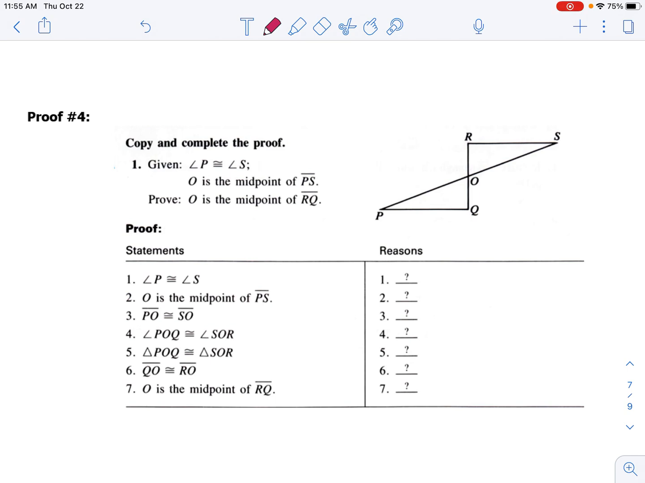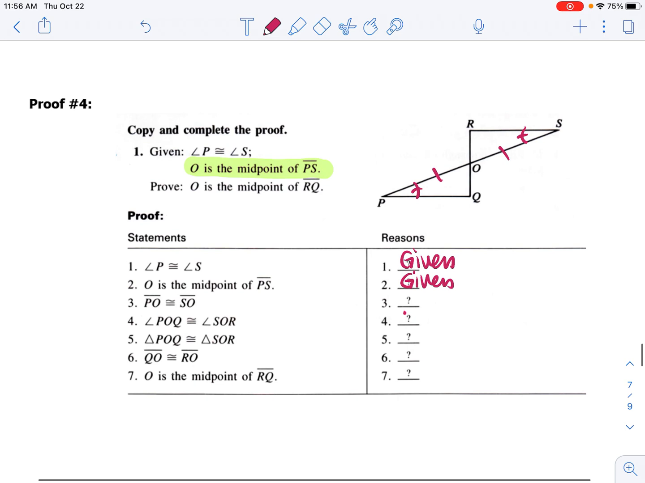Okay, so I want you to pause the video, and I want you to try proof 4. Let's see how you do by filling in the blank. So given that angle P is congruent to angle S, that's our given, right? So you've got to make sure you're marking that. And O is the midpoint of PS, that's also our given. And PO is congruent to SO because we know O is the midpoint of PS. So this is the definition of a midpoint.